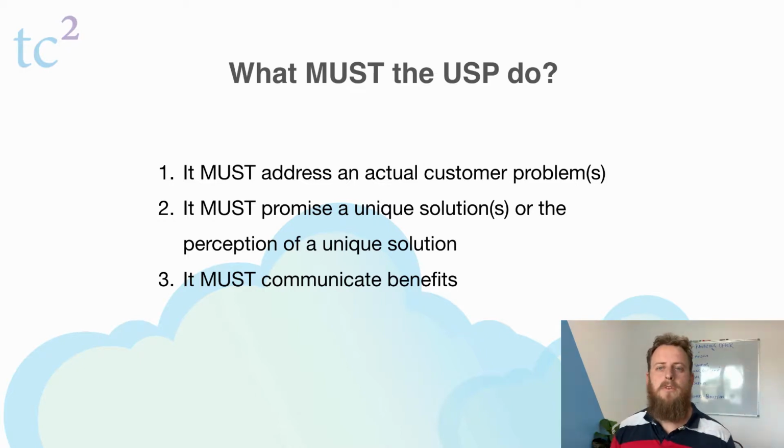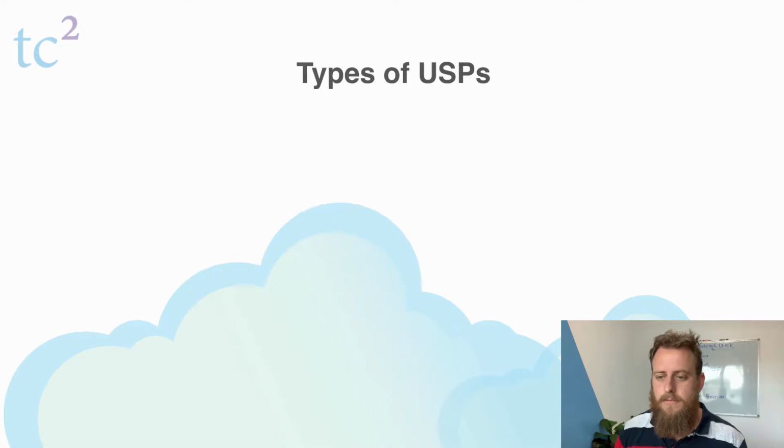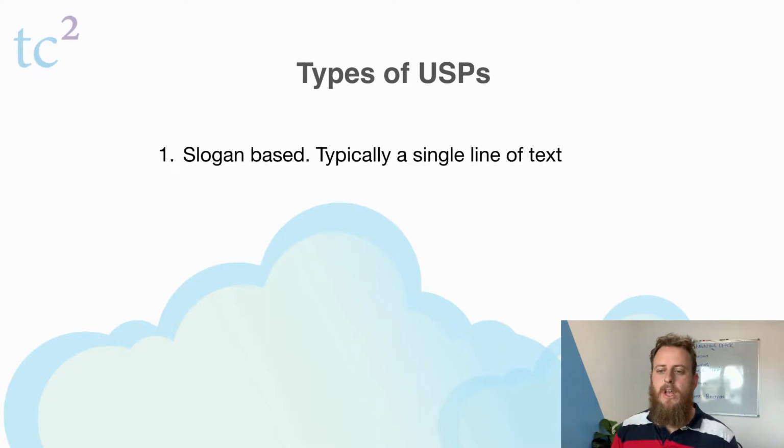The customer should be able to infer from your USP what the benefit is to them of doing business with you or buying your product. So there's a couple of different types of USPs, and when we look at some examples, we'll have a look at a few of these different types. The first one is you can have a slogan-based USP. So it's typically a single line of text, right? Often it'll be 10 words or less. So it's something quick, snappy, and usually that slogan will address one big thing. That'll be about the one big thing, right? And you use that in a lot of different places.